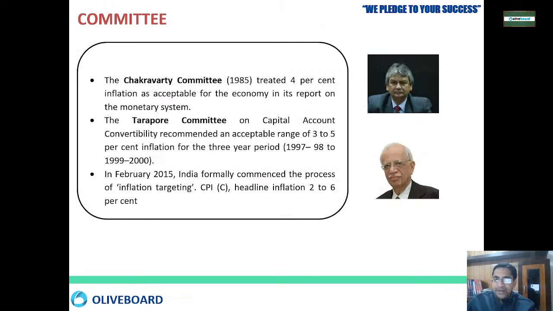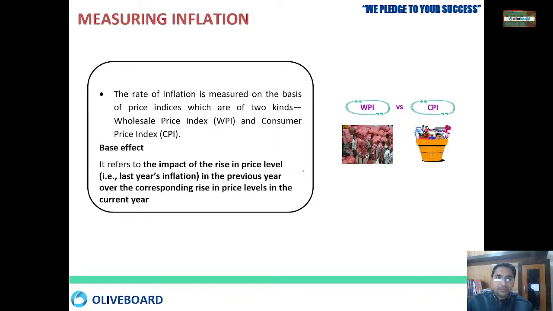Now there are various committees that have been set up in order to guide the government on the inflation target. In 1985, the Chakravarti committee was there. They selected 4% inflation as acceptable. Then the Tarapore committee was there. The Tarapore committee is mainly famous for capital account convertibility in the balance of payments, but they also recommended that you can target at least 3 to 5% inflation for 3 years, and that is why we have started inflation targeting at 2 to 6%. Okay, 2 to 6%, right?